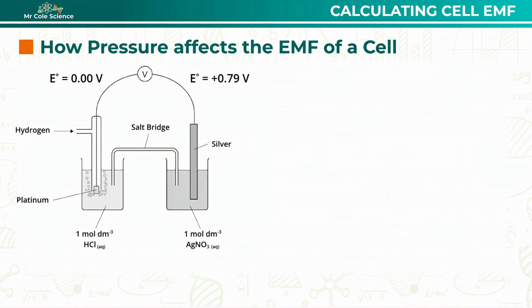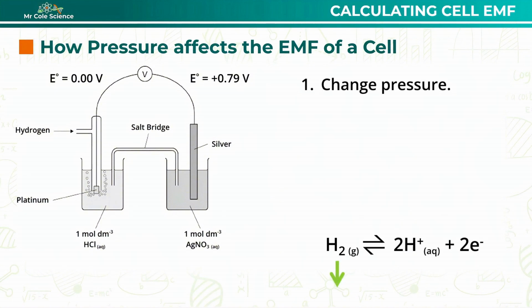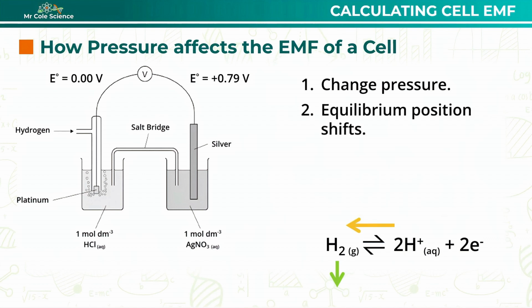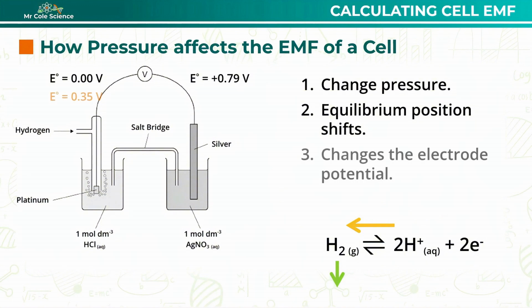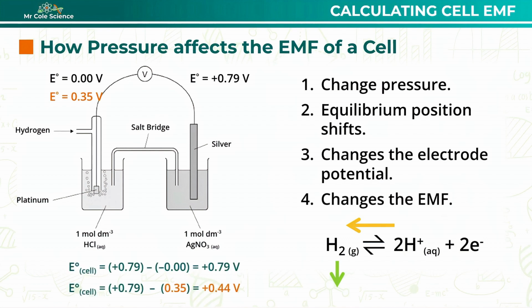So what happens if we were to decrease the pressure? Well, Le Chatelier's principle tells us the system would counteract that change by trying to increase the pressure, shifting the position of the equilibrium towards the side with the gas, to the left in this example. And that's actually favouring the reduction reaction within that half cell, and that would make the electrode potential less negative or more positive, decreasing the EMF of the cell.